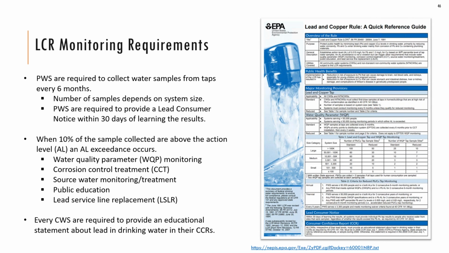When more than 10% of the samples collected exceed the action level for lead or copper, an action level exceedance occurs. Water systems will then be required to implement water quality parameter monitoring. This monitoring is used to analyze the water and determine the corrosivity of the water, to help determine what type of corrosion control treatment the water system should best install, and how the treatment should be operated.